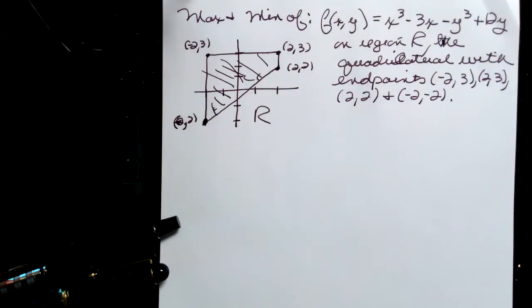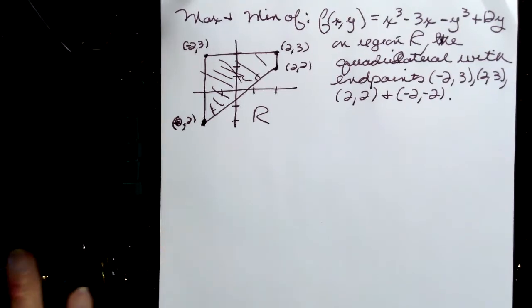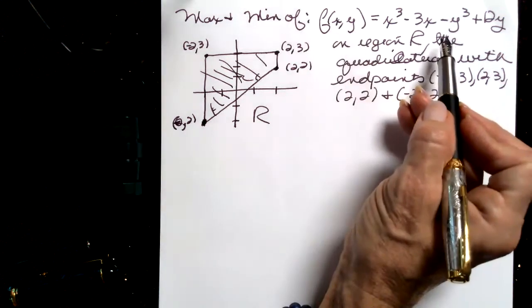Okay, welcome everybody. In today's lecture, we are going to look at how to find the absolute maximum and absolute minimum of a function on a closed bounded set. So you've seen a couple of examples, and I want to do another one where the only thing that you're given is the function that you want to maximize and minimize.